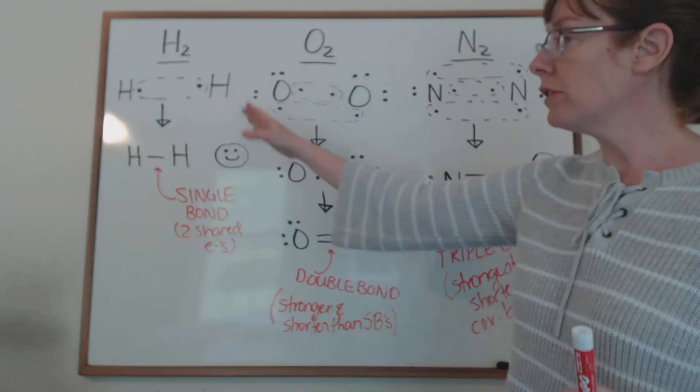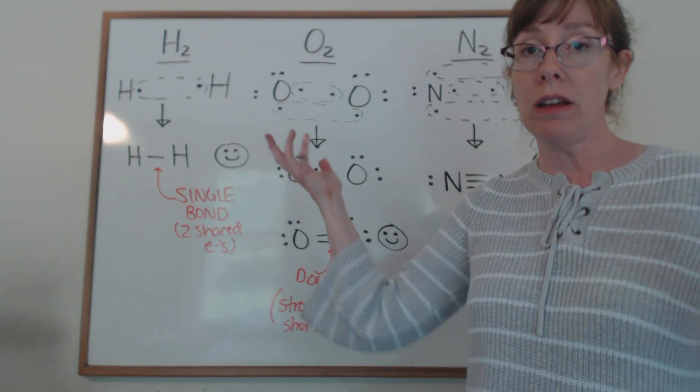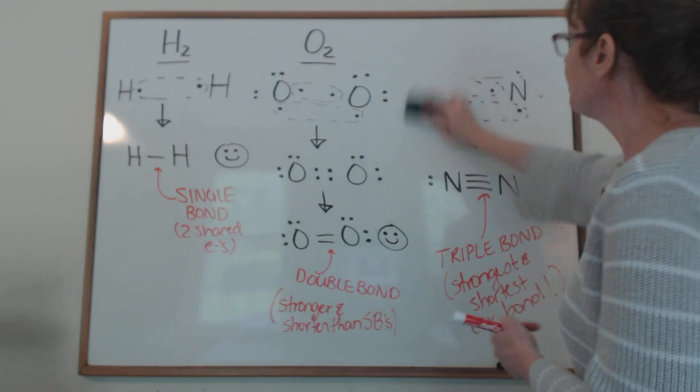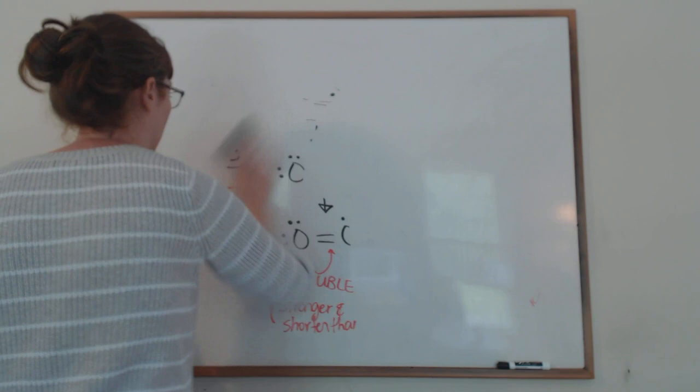So understanding single, double, triple bonds. And how do you know when you have what? Well, it just all depends on what two atoms are trying to make a bond. Now, moving forward.